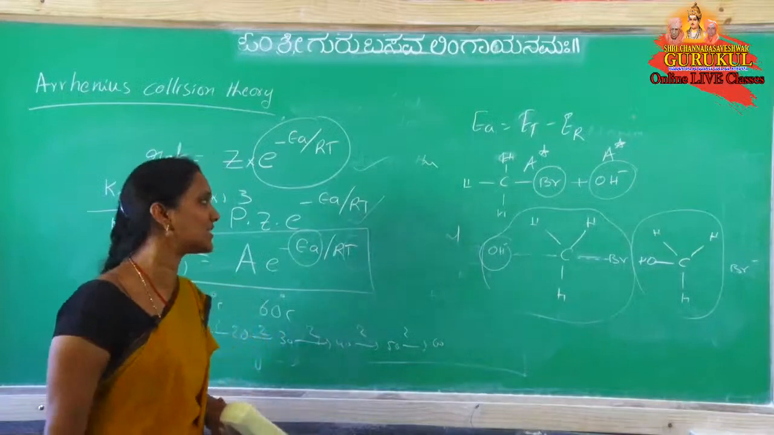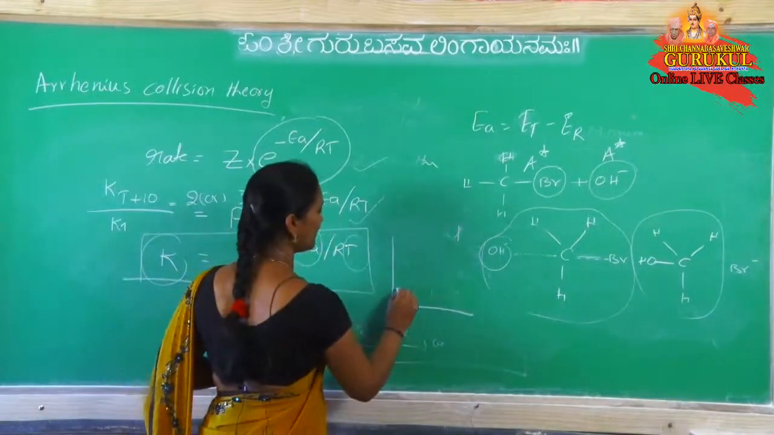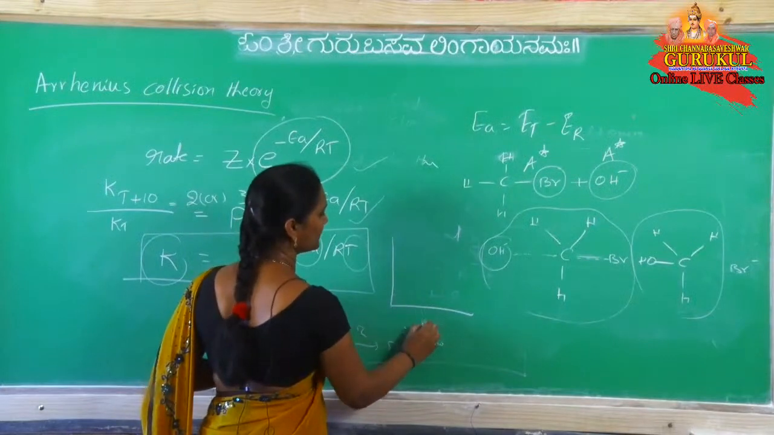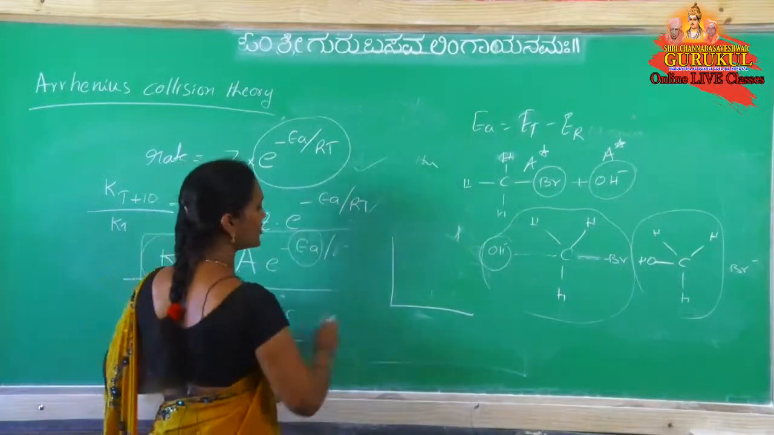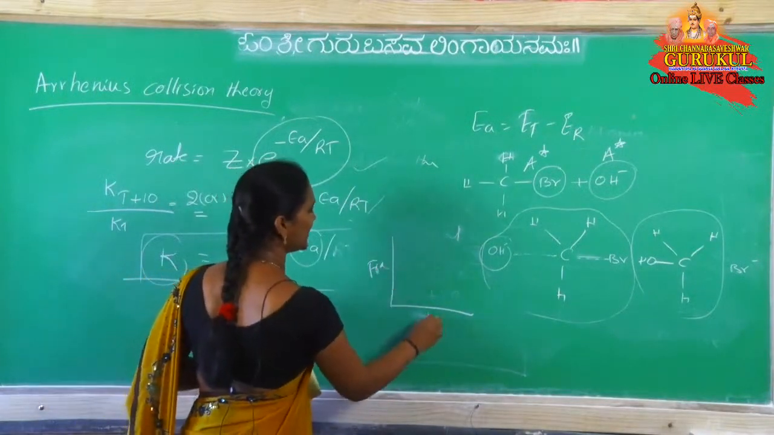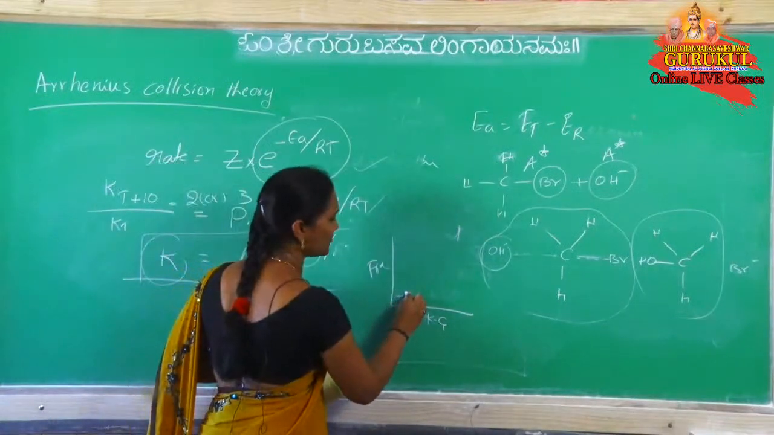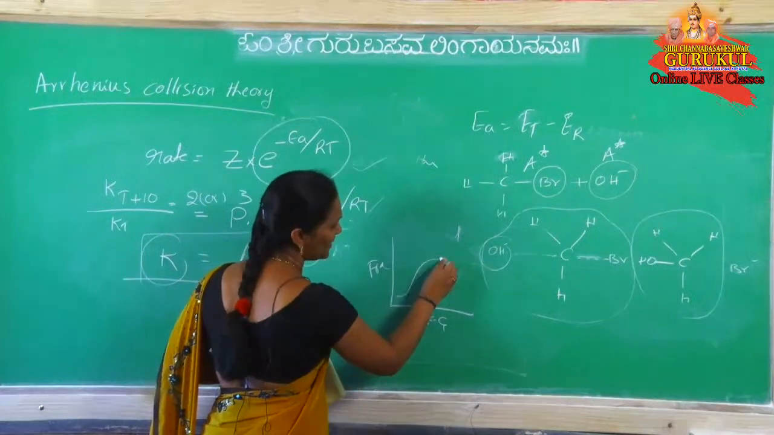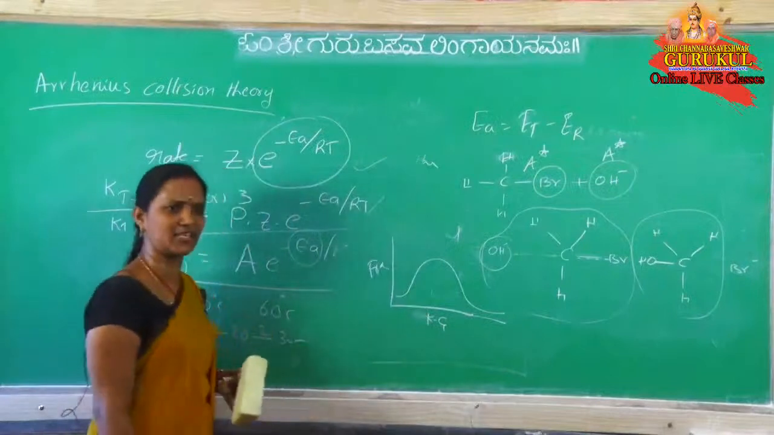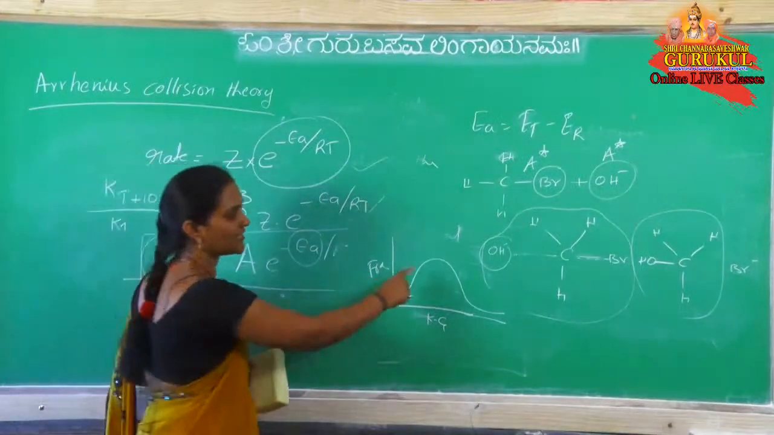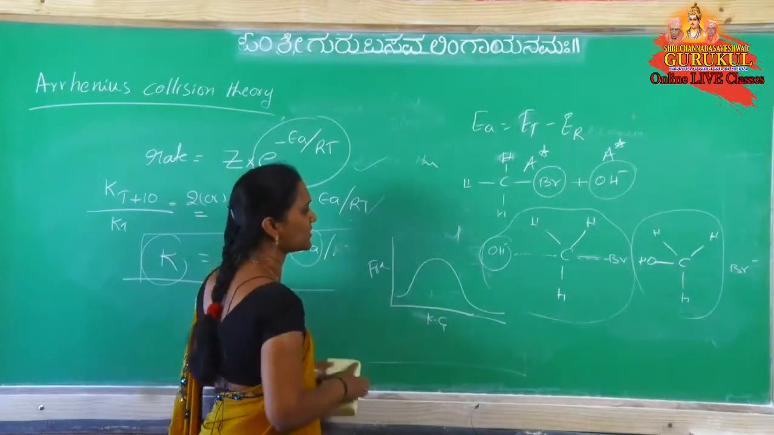So as the temperature increases, kinetic energy increases. For this graphical representation, we are taking the fraction of the molecules with kinetic energy. Here very few molecules have the least kinetic energy, and very few molecules have the highest kinetic energy also. Most of the molecules have this average kinetic energy. This is the most probable kinetic energy. Most of the molecules are like this.